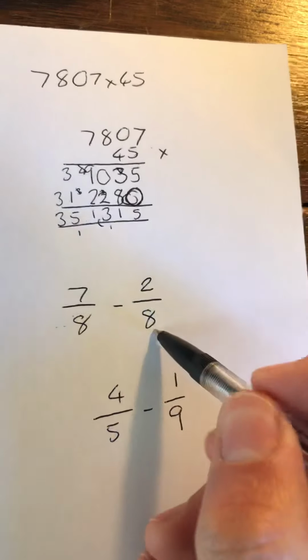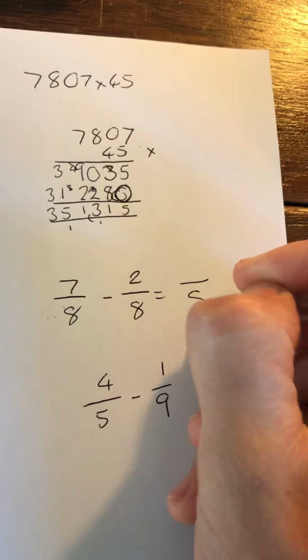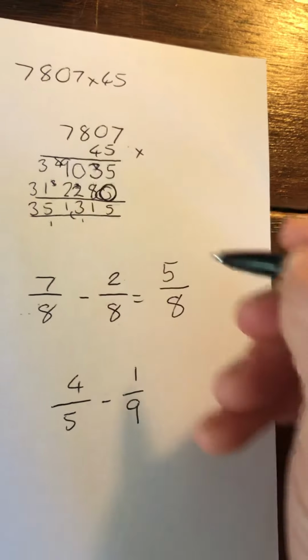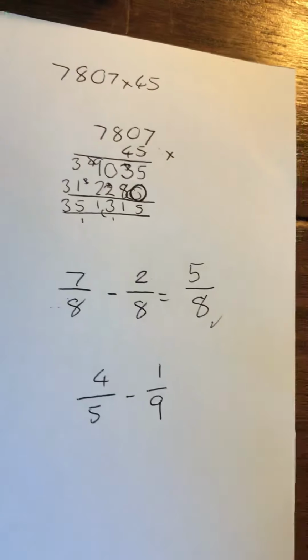So we've already got a common denominator. Denominator stays the same for now. 7 subtract 2 is 5, and I can't simplify it, so it's done.